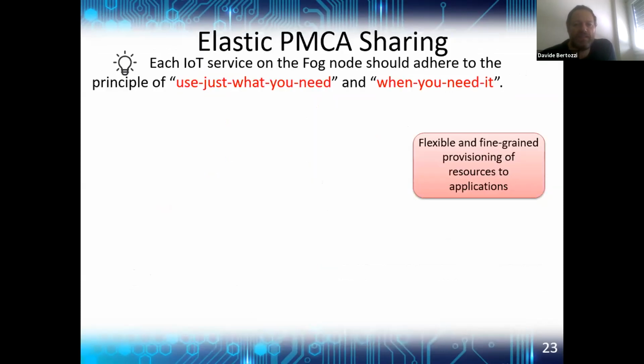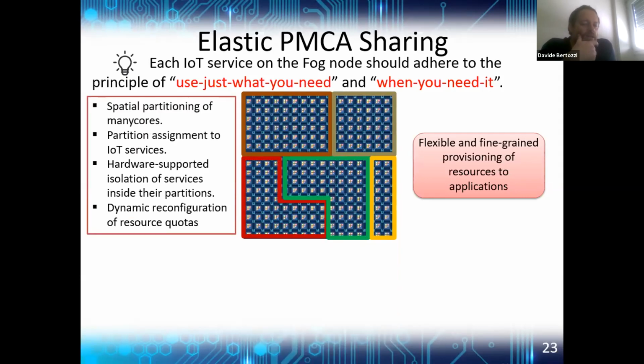So, how to effectively share the many core accelerator? We can use elasticity for that. Elasticity means that each Internet of Things service, which is running on the host processor, should adhere to the principle of using just what it needs at a given point in time. So do not allocate resources for the worst case, but keep asking for what you need, and what you need changes over time, because typically these IoT applications have fluctuating workloads. This pretty much depends on their phase, and it pretty much depends on what's going on in the surrounding environment.